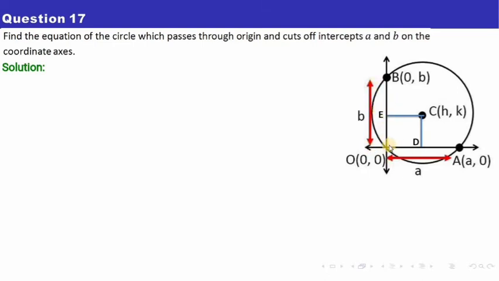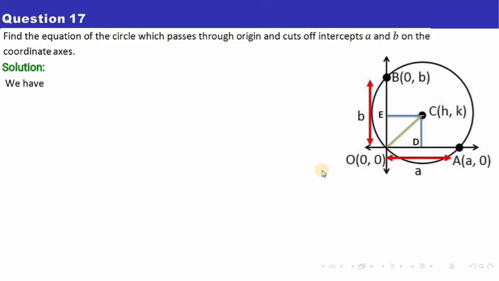So OD is what actually? OD is h, isn't it? So h is A by 2, and k is this height, which is B by 2. So the center becomes A by 2 comma B by 2. And this is my radius. Now, why do we need the radius? Why do we need this line? We need this line in order to use the Pythagoras theorem.